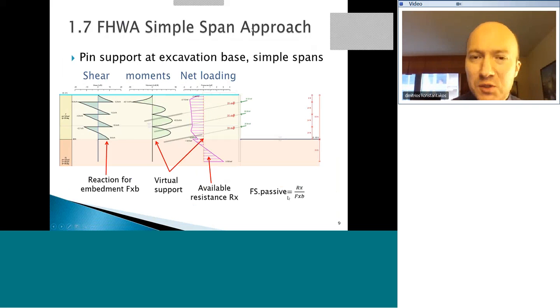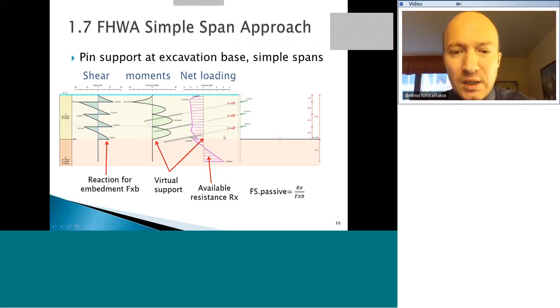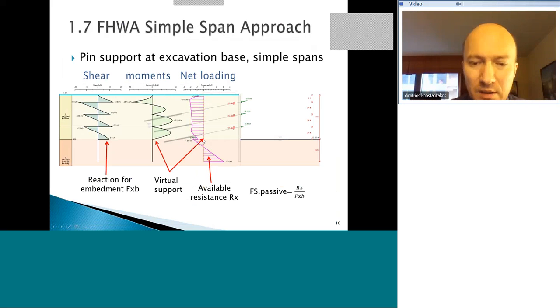The FHWA simple span approach, if you remember from the last webinar, produced the smallest moments of all the available methods, but it is prescribed in an FHWA manual, so that's another question. But we'll see further down what's happening as well. So we're assuming a virtual support at the excavation subgrade, and the available resistance is whatever it is here. This is driving. So again, we're expressing a horizontal safety factor.